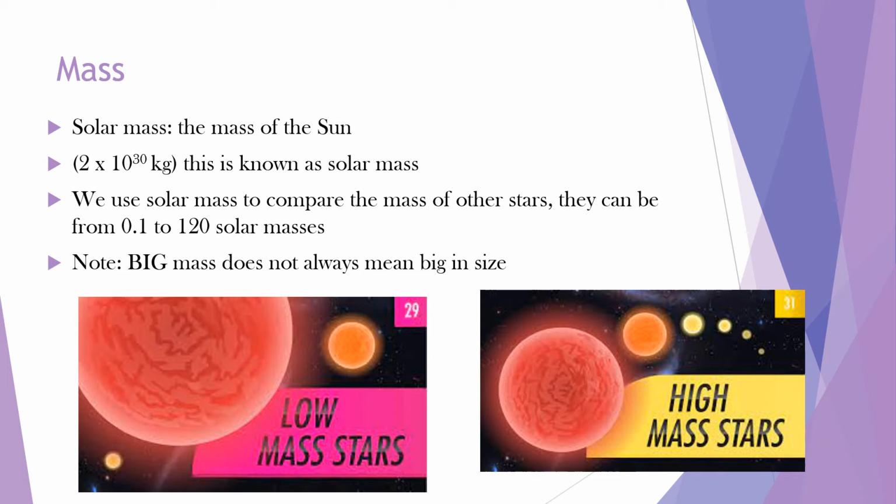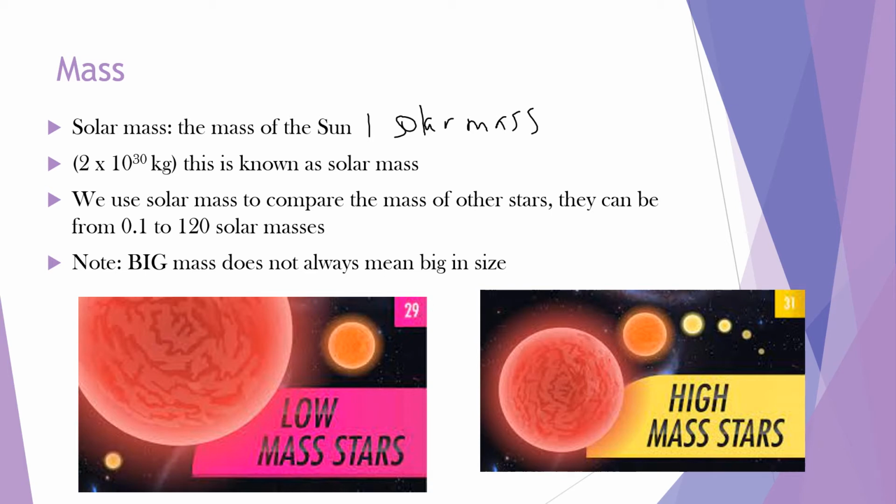Okay, so now we'll look at the mass of stars. So there's something called solar mass, and that is the mass of the sun. So the mass of the sun is 2 times 10 to the power of 30 kilograms, also known as solar mass, the mass of the sun. So this is like saying 1 solar mass. Okay, so the sun is 1 solar mass, and that is really equal to 2 times 10 to the power of 30 kilograms.